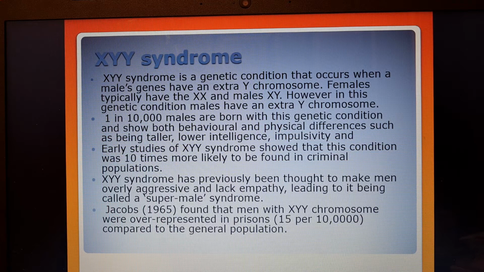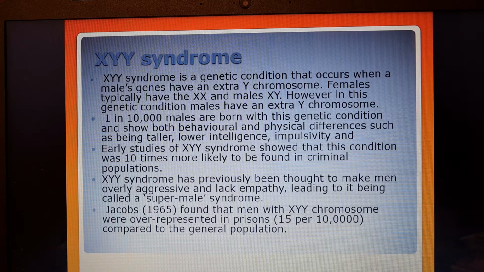The XYY syndrome is a genetic condition which occurs when male genes have an extra Y chromosome. Females typically have the XX chromosome combination and males have XY. However, in this XYY genetic condition, males have an extra Y chromosome. It's not a very common condition; for example, 1 in 10,000 males are born with it. They have been seen to show behavioural and physical differences, such as being a lot taller, having lower intelligence, low IQ scores, and impulsivity as well.